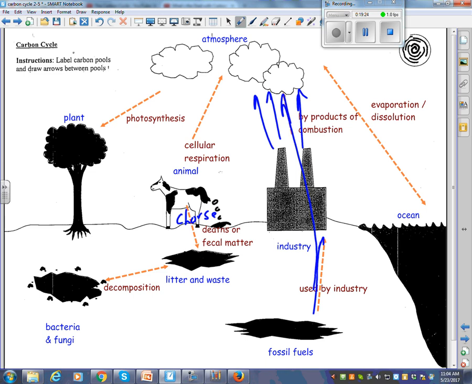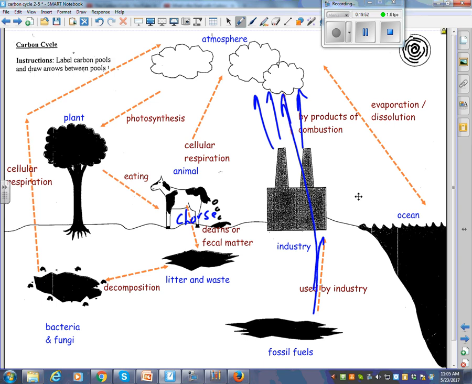So the chores will die, the chores will poop, becomes litter and waste. So that's going that way. Cellular respiration. Bacteria and fungi will also put carbon dioxide into the atmosphere. Have I got them all? Oh yeah. The animal also eats plants, right?